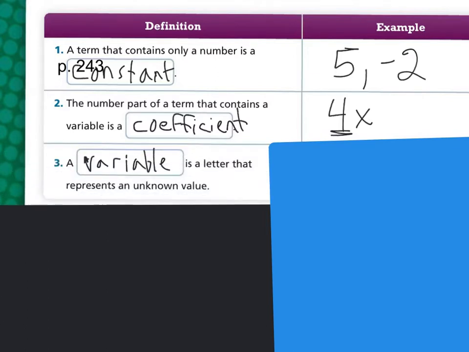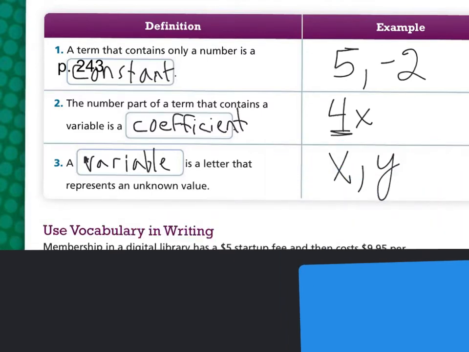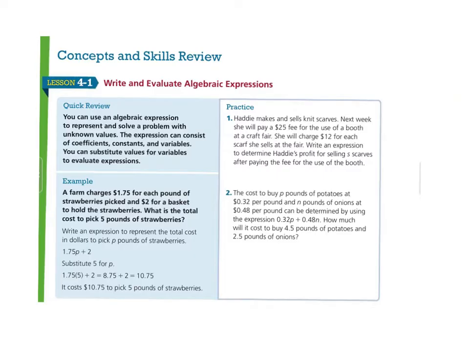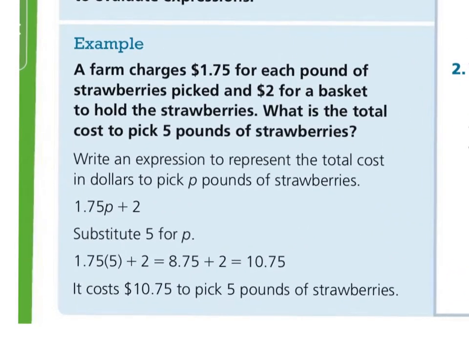Number 3, a variable is a letter that represents an unknown value. If something varies, it changes. And so variables, we've got some examples. We could have x or y. So if you look at lesson 4.1, we're talking about writing and evaluating algebraic expressions. They give you a little bit of an idea off to the side here. You can look at that example.